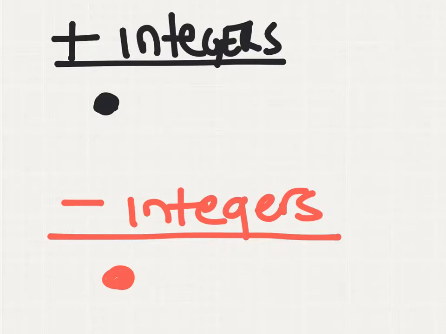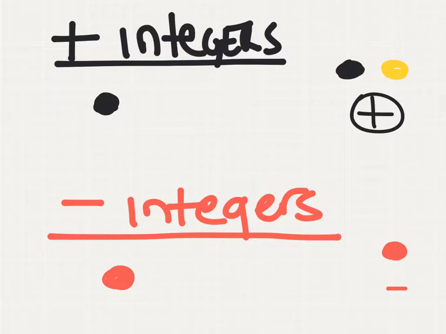It's not unusual to see positive integers as black circles, yellow circles, or the positive symbol inside of a circle. Negative integers are normally either red circles or the negative symbol inside of a circle. But for this video, we will be using black circles for positive integers and red circles for negative integers.